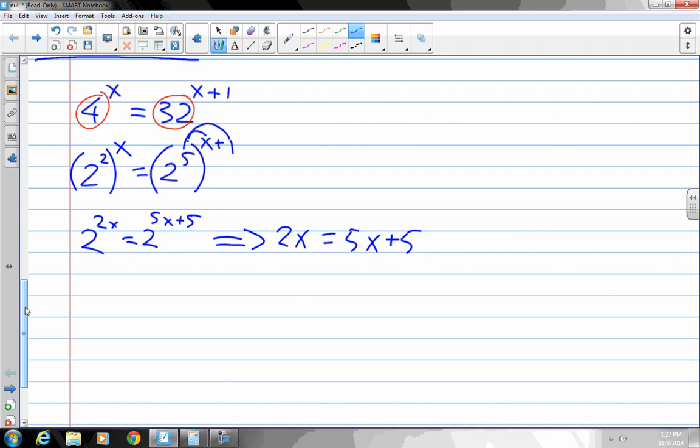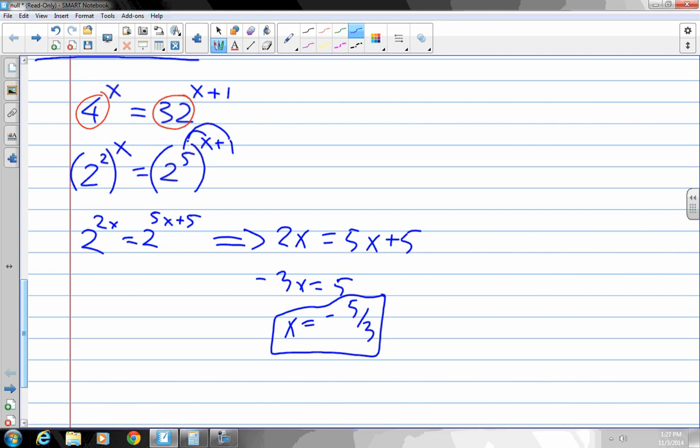Is that okay? So subtract 5x, negative 3x equals 5. So x equals negative 5 thirds. How's that?